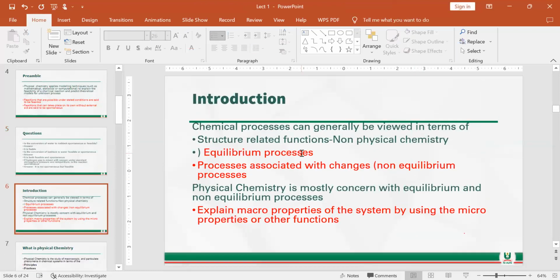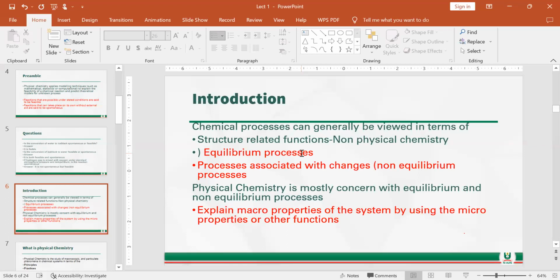So chemical processes can generally be viewed in terms of, one, structure-related function. That's non-physical chemistry. When it is related to chemical structures, it can be organic or inorganic. If it is organic structure, we call it organic chemistry. If it is inorganic structures, we call it inorganic chemistry.